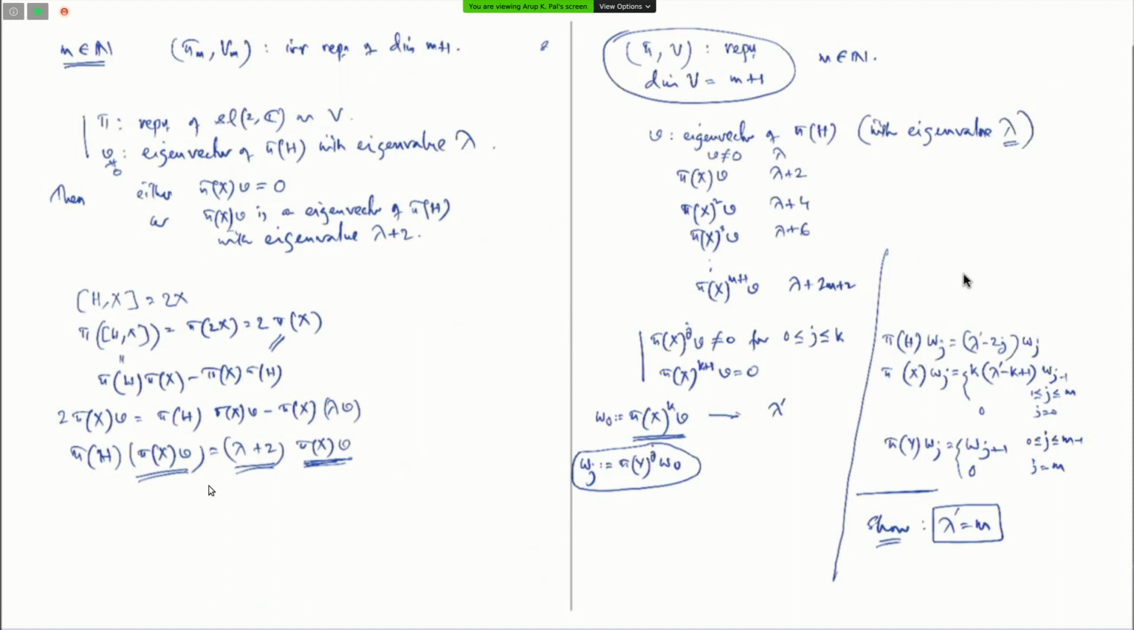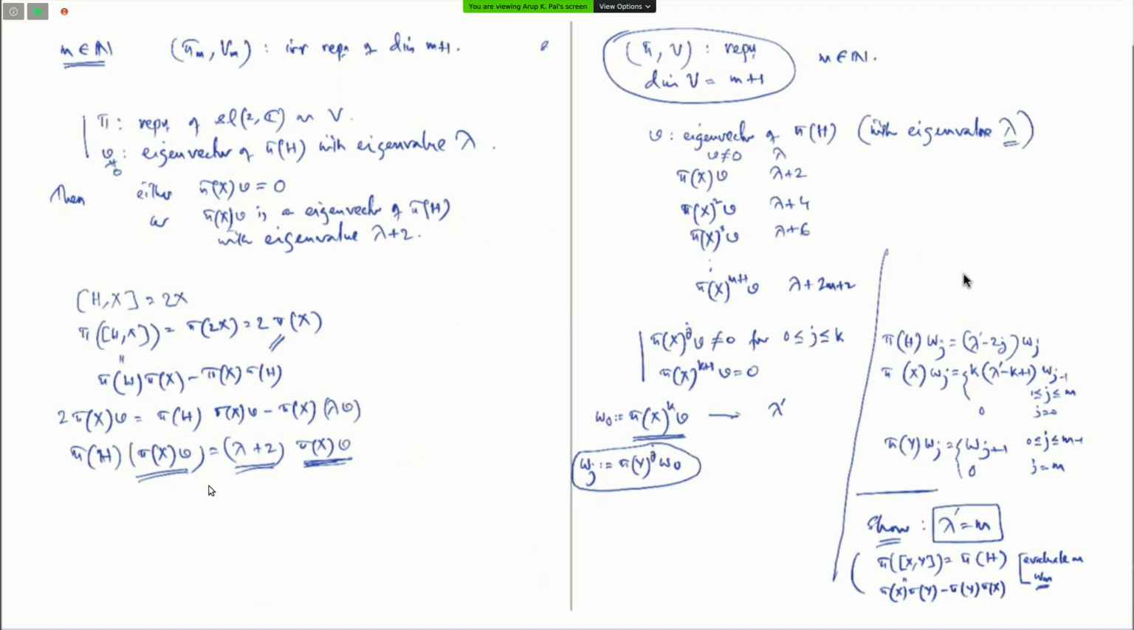And for that, I'll just tell you what exactly to do. So this is this, right? And this is going to be pi x pi y minus pi y pi x. So evaluate on W0, the one extreme, the topmost W m. So just do that, then you will see that lambda prime would become m. So we will get some equality from which we'll get this.